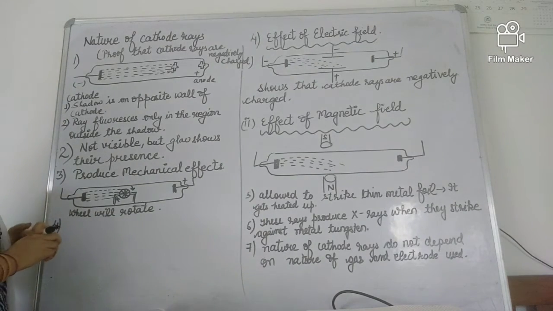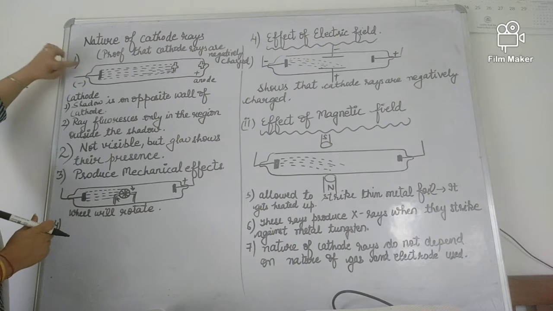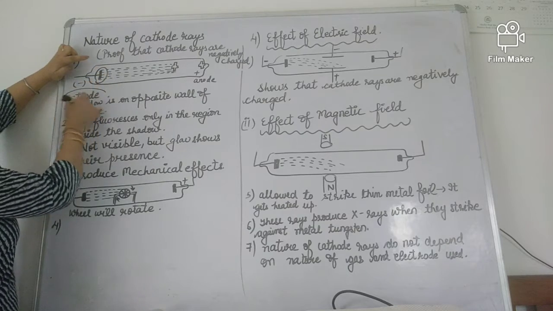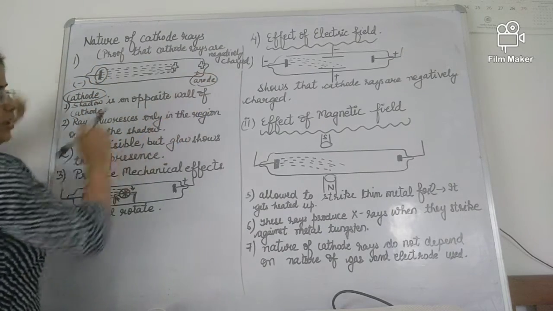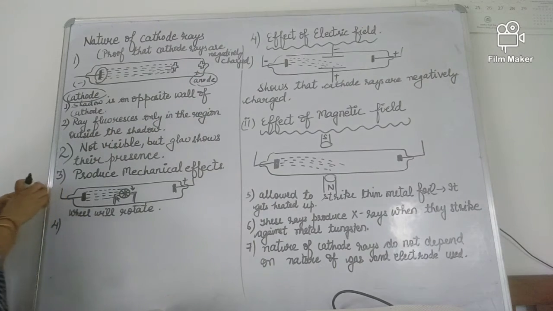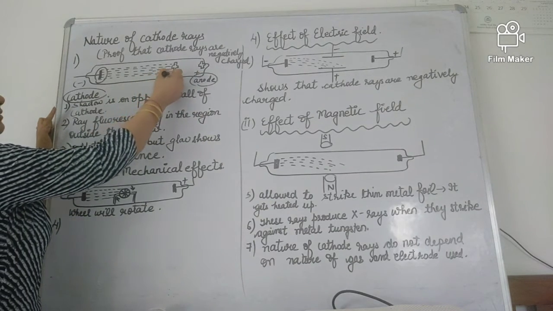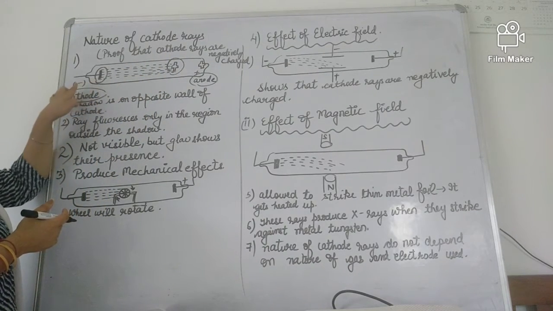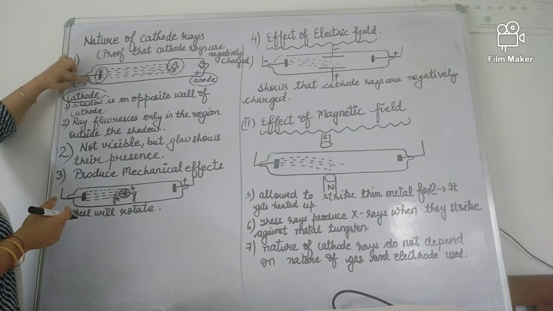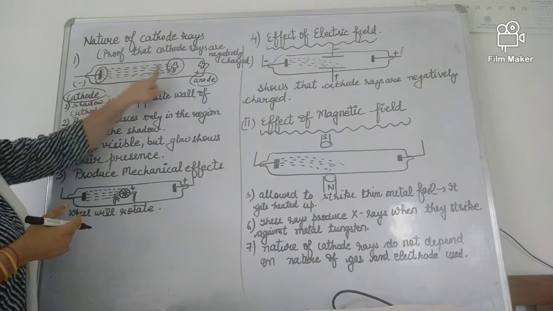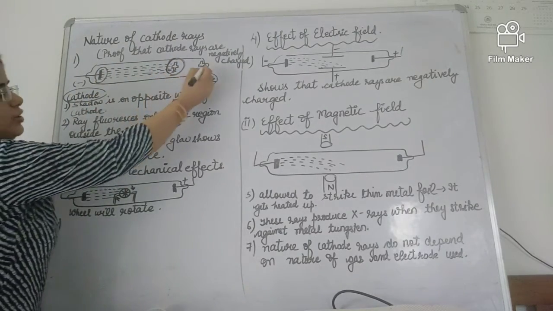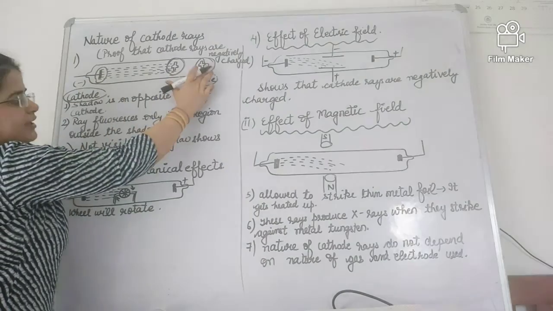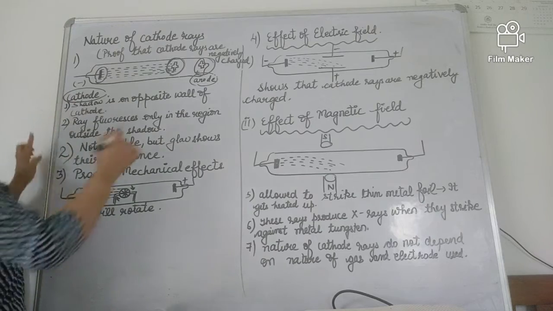Nature of the cathode rays, you can see here. This is a discharge tube. This is a cathode which is negatively charged, and there is an anode which is positively charged. You can see here one object is placed and the cathode rays are coming from the cathode, the negatively charged part, and a shadow is formed. When the rays strike this object, the shadow will be formed on the opposite side of the cathode, that is on the side of the anode, on the opposite wall of the cathode.